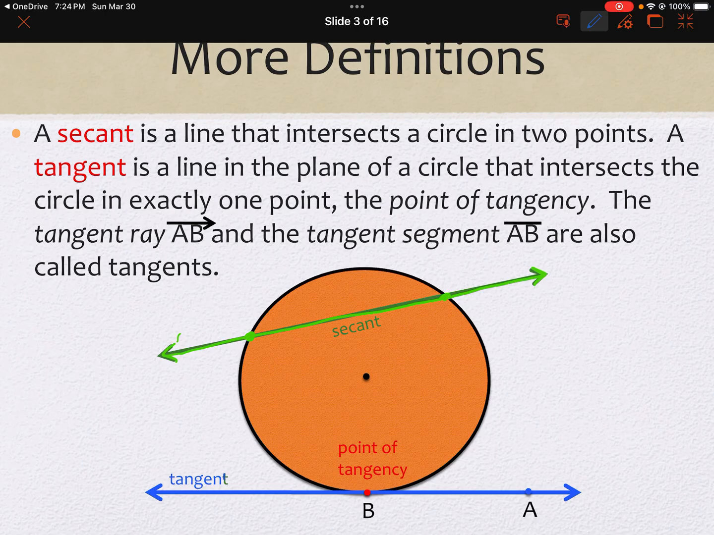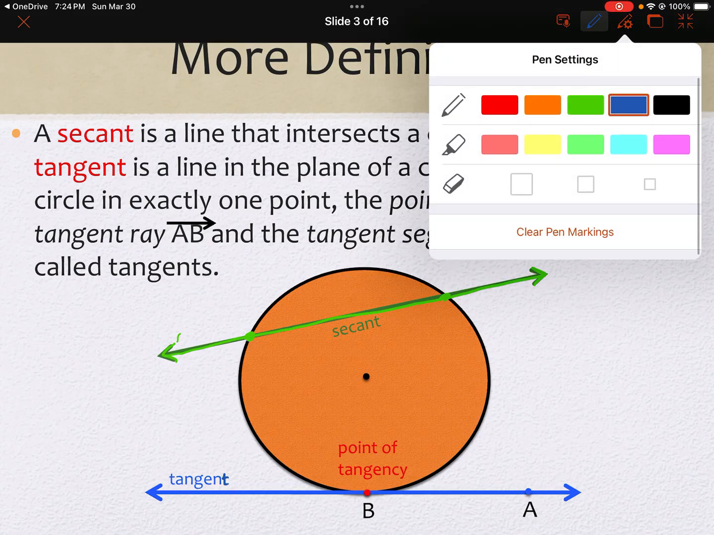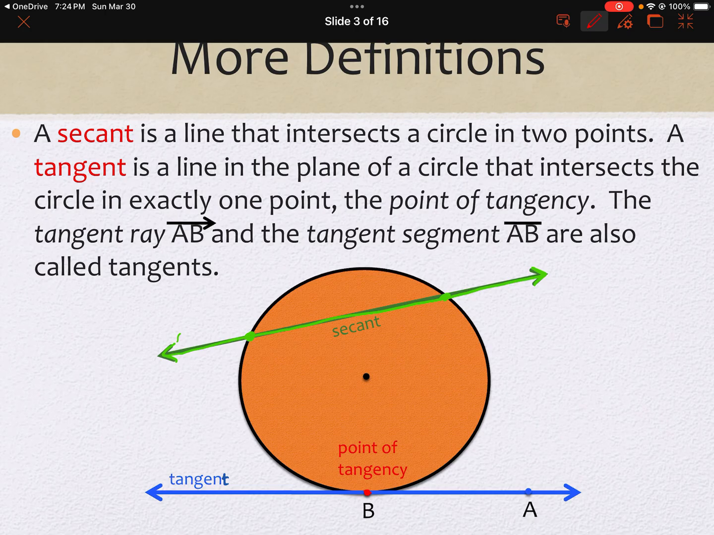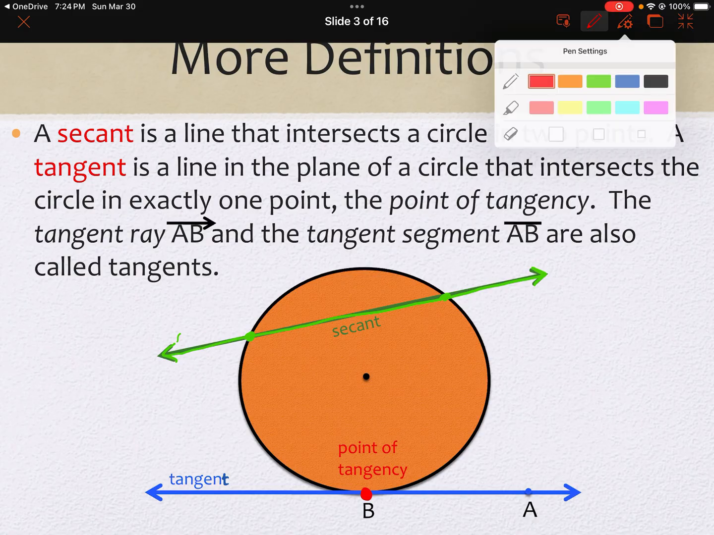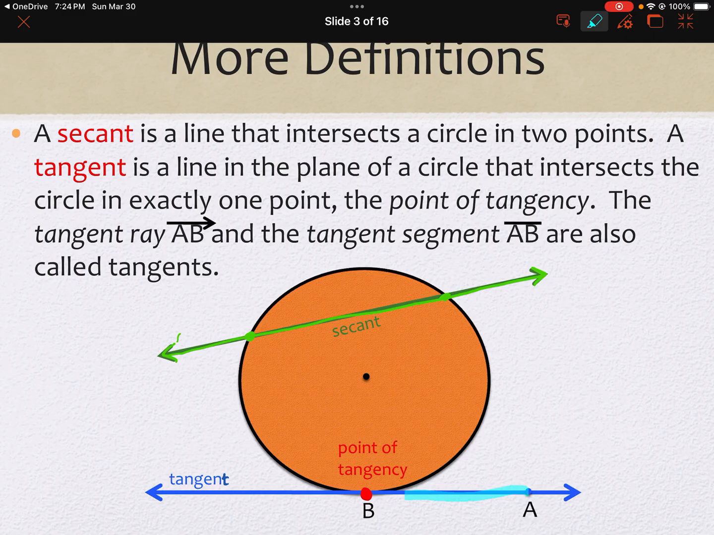So notice how we have this blue line down here that's going to touch the circle in 1 point, and that's that red dot there. That's called the point of tangency. We're going to use those terms a lot. The tangent ray, we'll call it ray AB. That's the ray that starts at A and goes towards B forever. And the tangent segment, segment AB starting at A, ending at B, right there. They're also called tangents. So a tangent isn't necessarily only a line. It could be a ray or a segment.